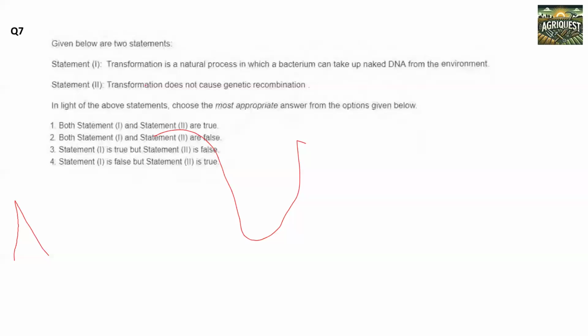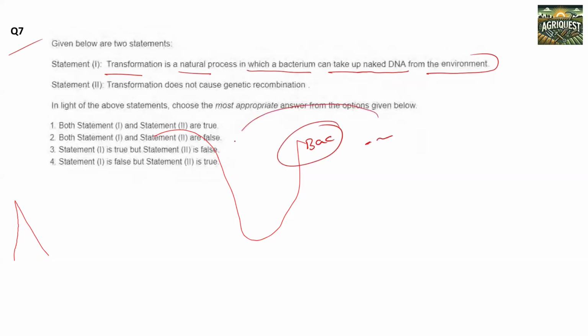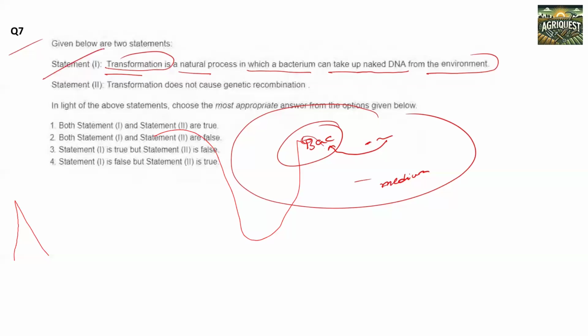Seventh question. Transformation is a natural process in which a bacterium can take up naked DNA from the environment. You know that in transformation, if DNA fragments are present in the medium, the bacteria take them up and they enter the nucleoid. This is called transformation. It is a correct statement.